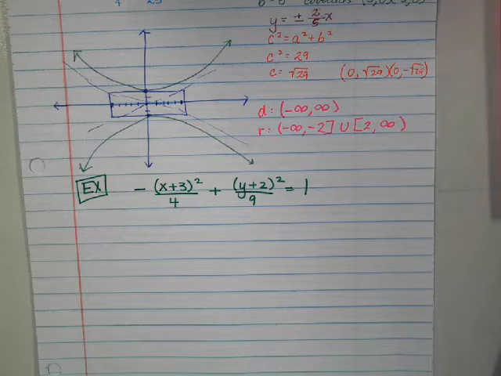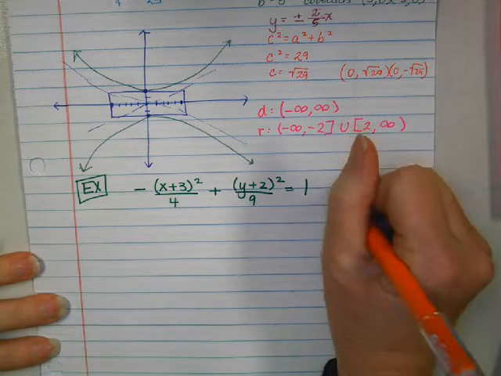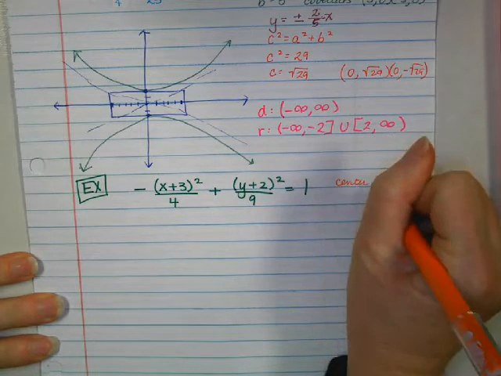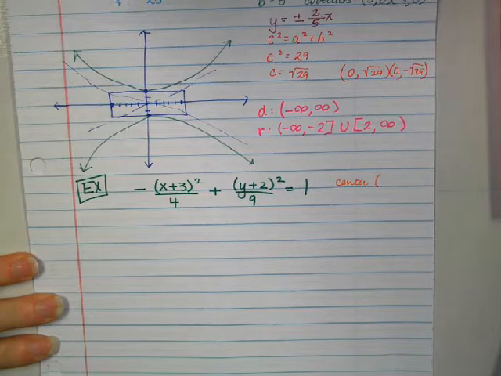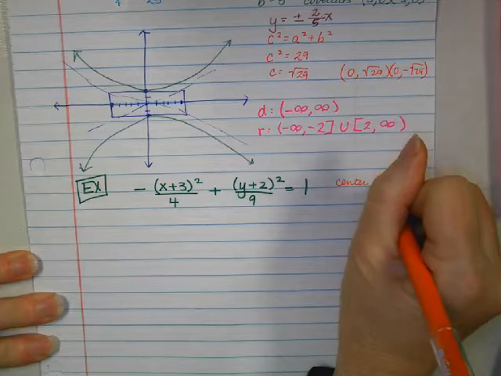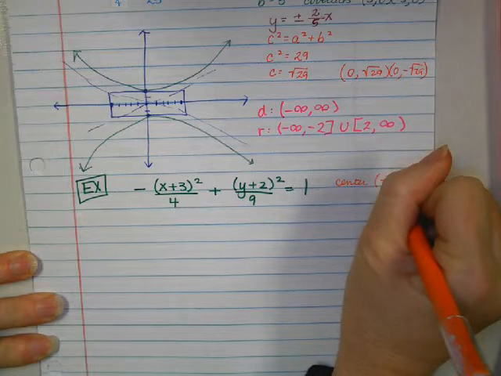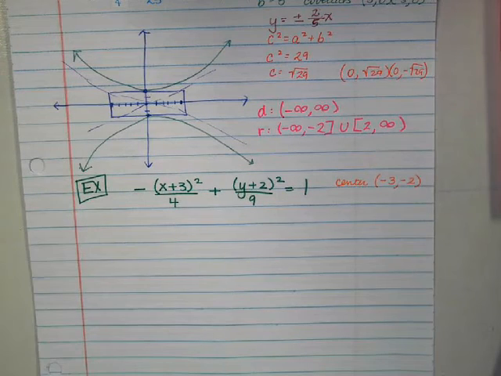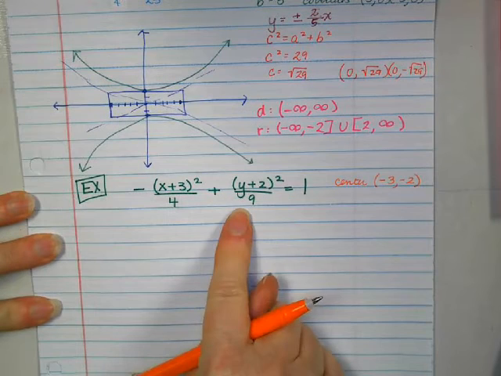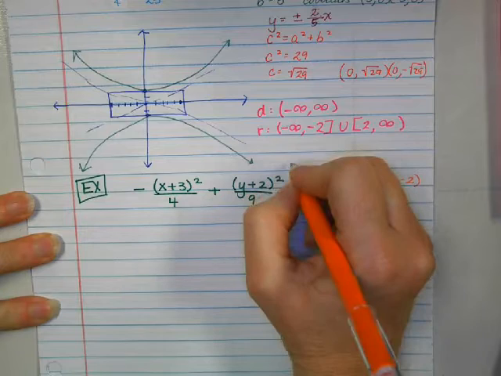So go ahead, don't say anything out loud. Let everybody write down the center point. Let's make sure that we write it down correctly. Everybody write down where the center is. Center at -3, -2. Okay. Does this open up and down or left and right? Up and down. It's vertical because that's where my positive value is. So this one's vertical.